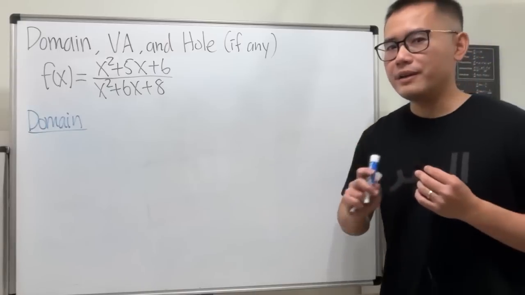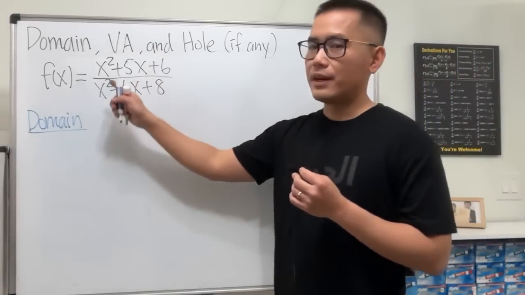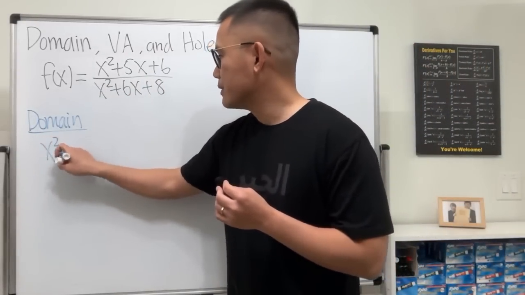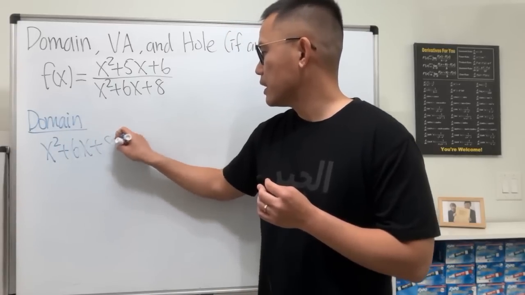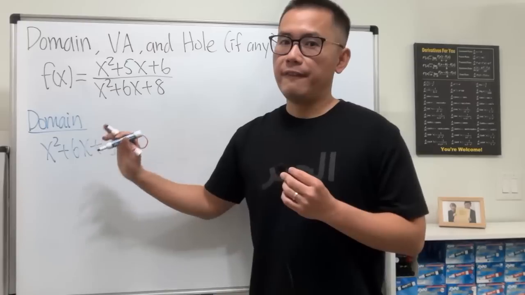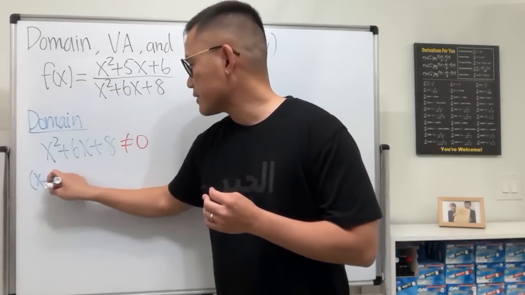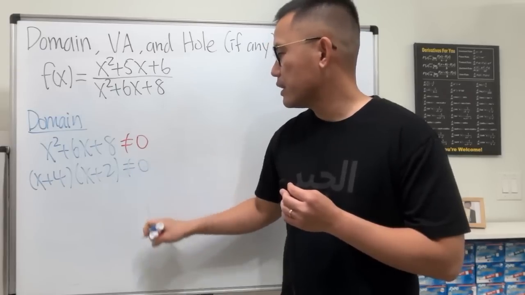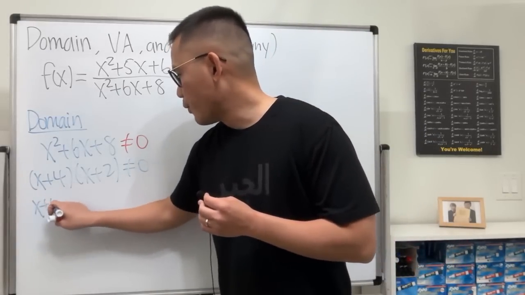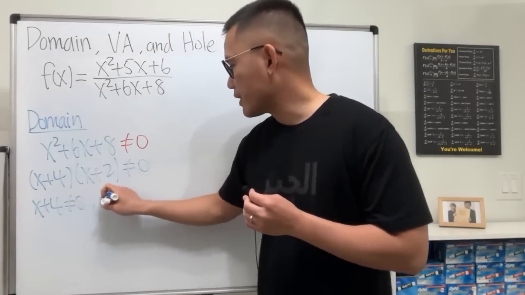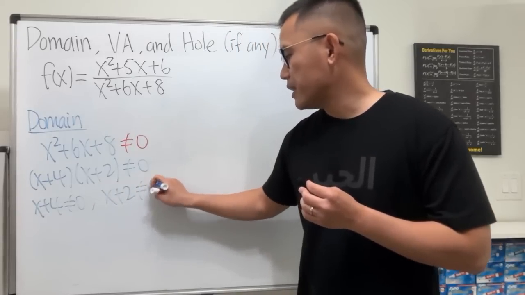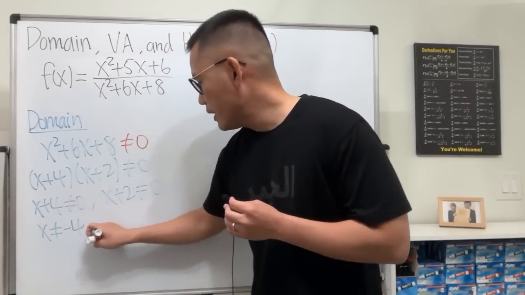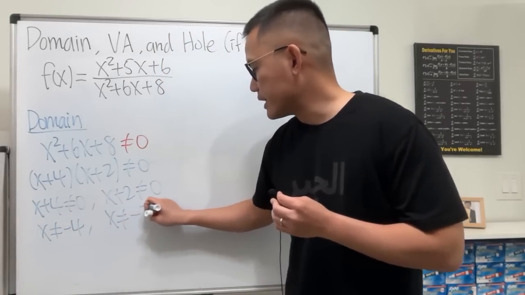That's it. Okay, number 3. Here we have this function. Let's go ahead and find the domain first. Put the bottom not equal to 0. Factor this real quick. We get x plus 4 times x plus 2 not equal to 0. So from here, x plus 4 cannot be equal to 0. From here, x plus 2 cannot be equal to 0. So that means x cannot be negative 4, and then x cannot be negative 2.